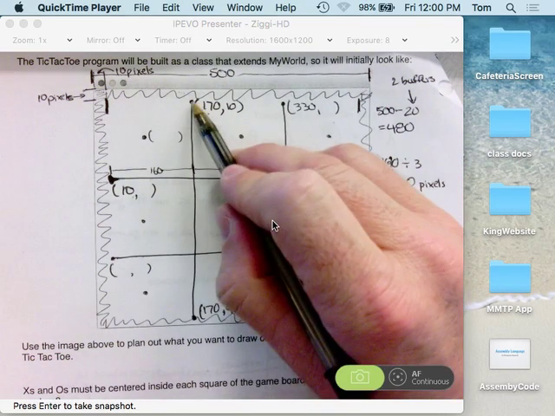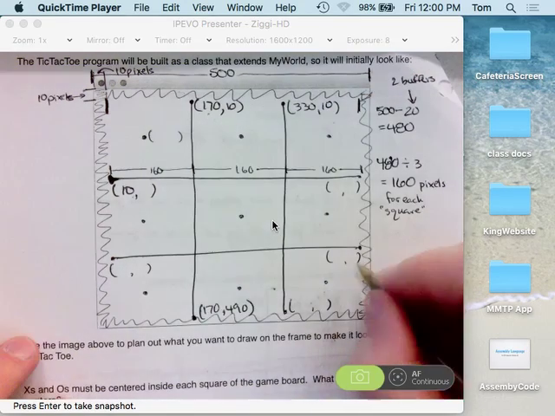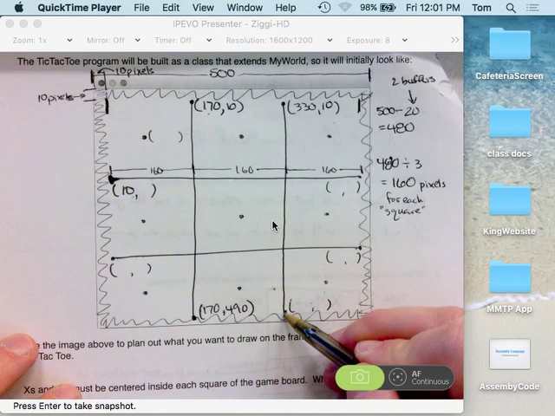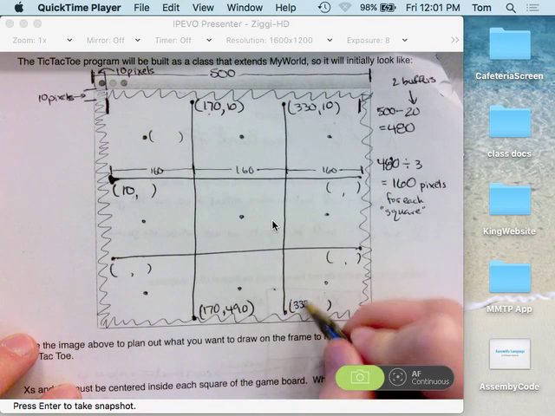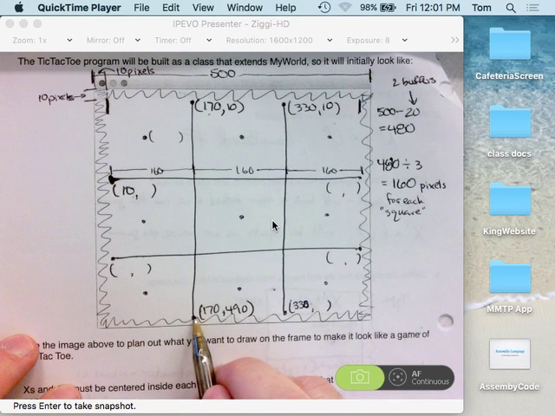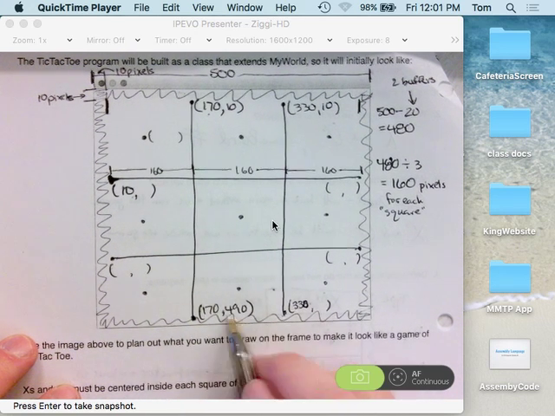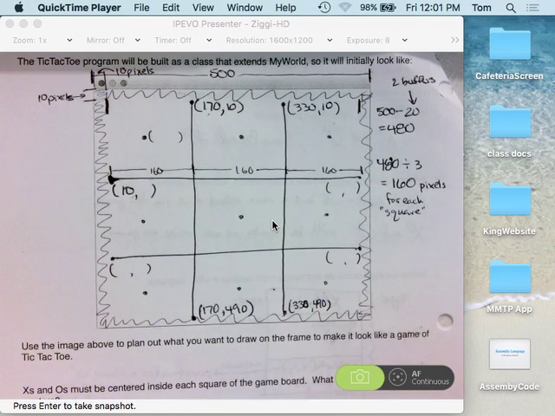We haven't moved up or down, so our y-coordinate should still be 10 there, okay? If we go straight down, then we're not moving left or right, so our x-coordinate here should still be 330. And if we are moving from here to here, then we're not moving up or down, so our y-coordinate should still be 490. Hopefully that's all making a lot of sense to you.